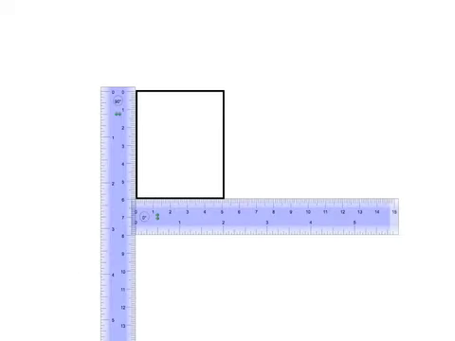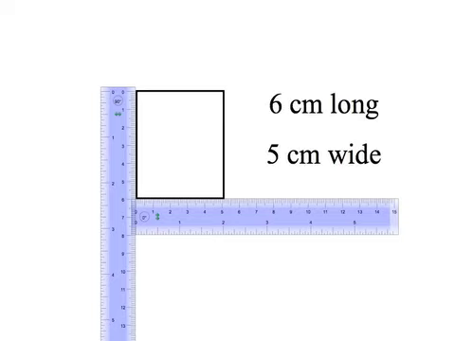So we'll get out our trusty rulers and we'll measure. And if you can see, one of the measurements is 6 centimeters and the other is 5. So we say that it's 6 centimeters long and 5 centimeters wide. Length and width are interchangeable, but I tend to make length the longer of the two numbers and width the smaller of the two numbers.